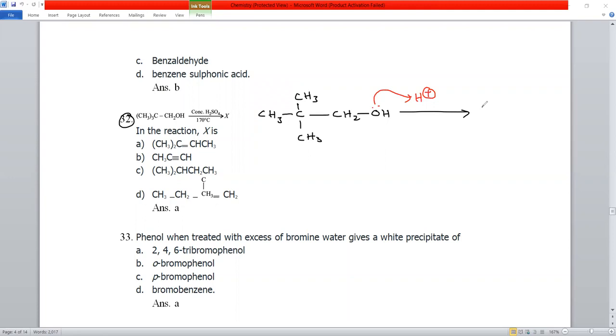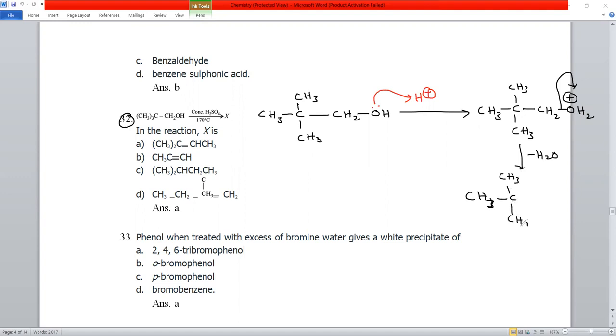On protonation we get CH3, as usual, and CH2OH2 plus. Now elimination of the water molecule takes place. With removal of the water molecule, formation of the carbocation takes place. Is the carbocation generated primary or secondary? It is a primary carbocation, which is unstable. So that's why a methyl shift takes place here.